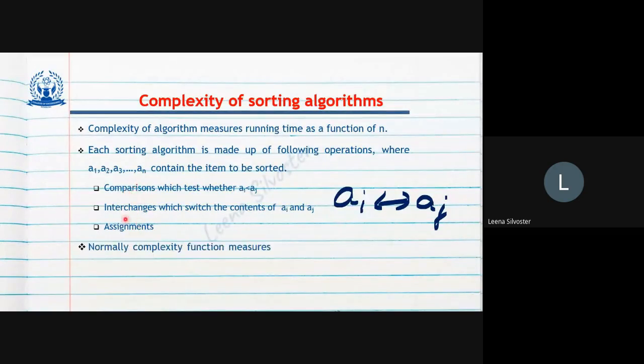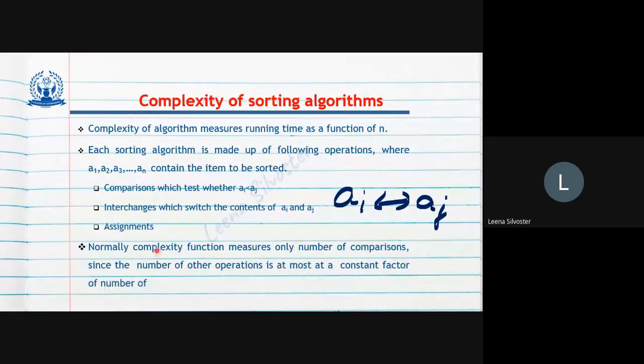And the next one is assignment operation. So normally there will be three operations: comparison, exchange, and assignment. Normally, the complexity function measures only the number of comparisons, since the number of other operations is at most a factor of the number of comparisons. Usually this complexity is measured in terms of the number of comparisons.